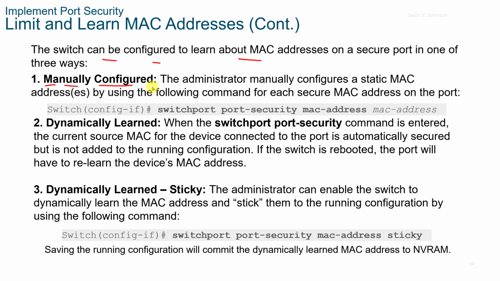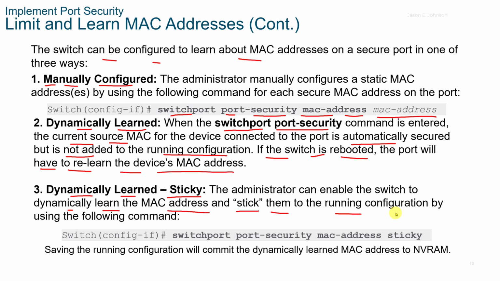The switch can be configured to learn about MAC addresses on a secure port in one of 3 ways. First, you can manually configure using the switchport port-security mac-address command with the MAC address. Second, you can use dynamically learned. When the switchport port-security command is entered, the current source MAC for the device connected to the port is automatically secured, but it's not added to the running config. If the switch is rebooted, the port will have to relearn the device's MAC address. Finally, we have dynamically learned sticky. The administrator can enable the switch to dynamically learn the MAC addresses and stick them to the running config by using the following command: switchport port-security mac-address sticky.